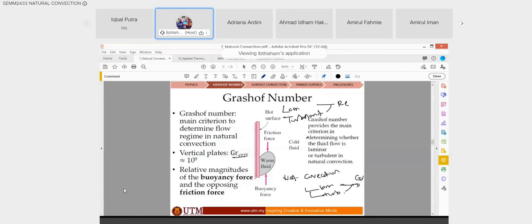opposing force. So if you have a hot fluid, it will move up, right? But at the same time, your fluid has viscosity, and the viscosity acting on the plate causes a friction force. So you will have one force acting up and another acting down. If both are similar, nothing happens. If the buoyancy force is much larger than the friction force, the fluid will go up. So the Grashof number is a relative magnitude for that.